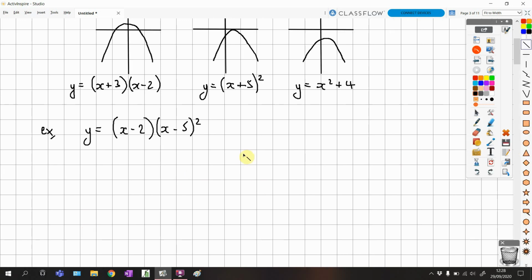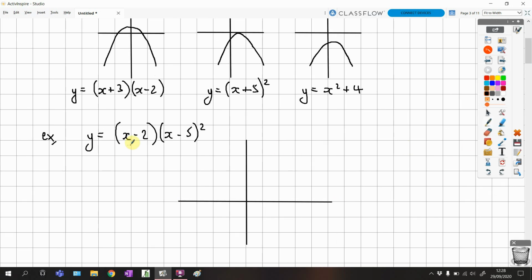Okay, we can do quite a lot of this in our head. If we sketch this out, we know straight away that there's an x-intercept at +2 and another one at +5. In addition to that, the y-intercept happens when x equals 0. That is when we have -2 times -5 times -5. Now -5 times -5 is +25 times -2 gives me -50. We'll put that down there, -50.